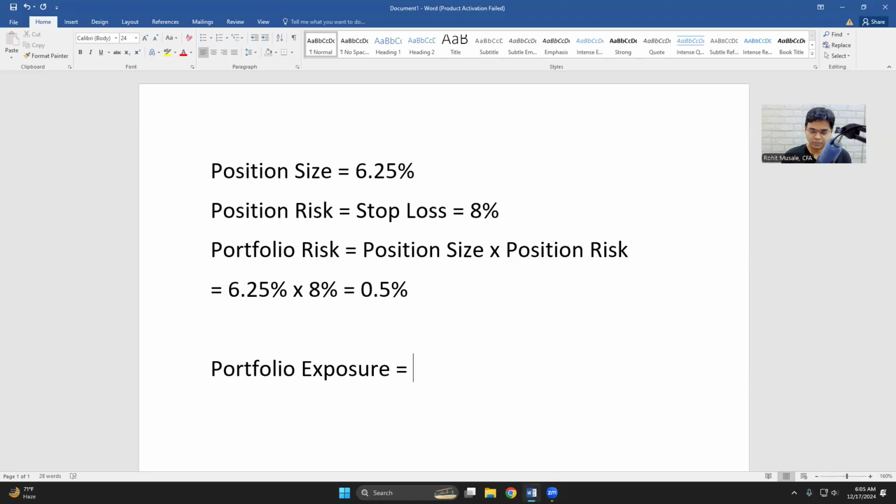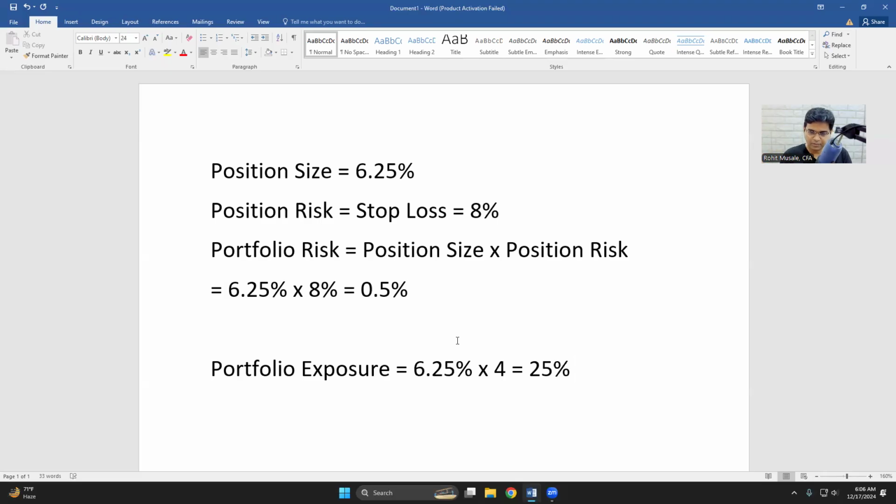So what is your portfolio exposure? Your portfolio exposure is 6.25% multiplied by four stocks, correct? That is how much? That is 25%. So 25% of your portfolio is invested in the market.